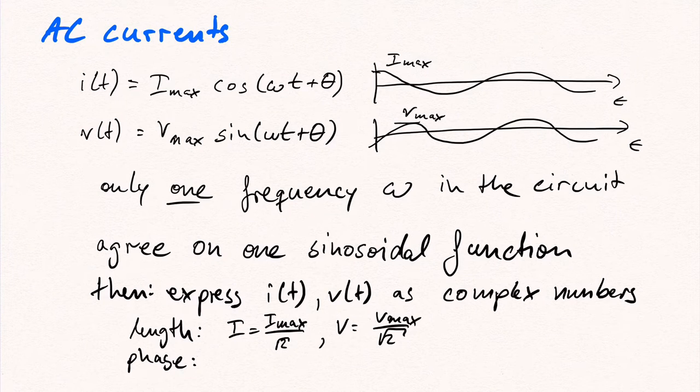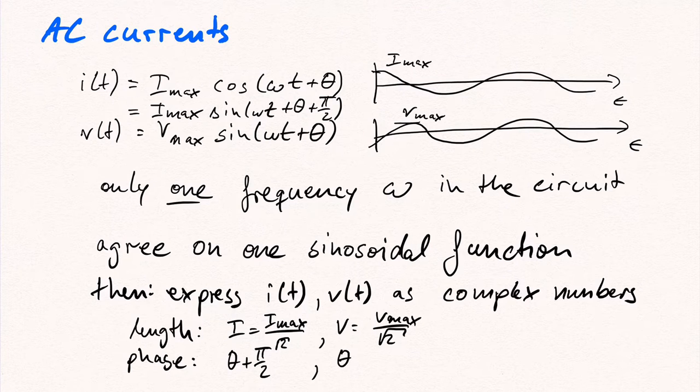In order to find the phase of our complex number, we need to agree on a sinusoidal function. Let's assume that we want to use sine. Then we can write the current as I max sine of omega t plus theta plus pi half. Hence, the phase of the current is theta plus pi half. Since we agreed to use sine as our sinusoidal function, the phase for the voltage is simply theta.